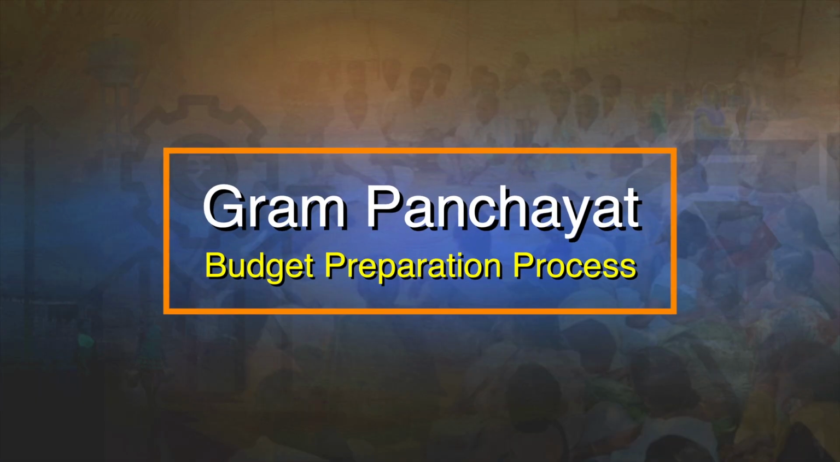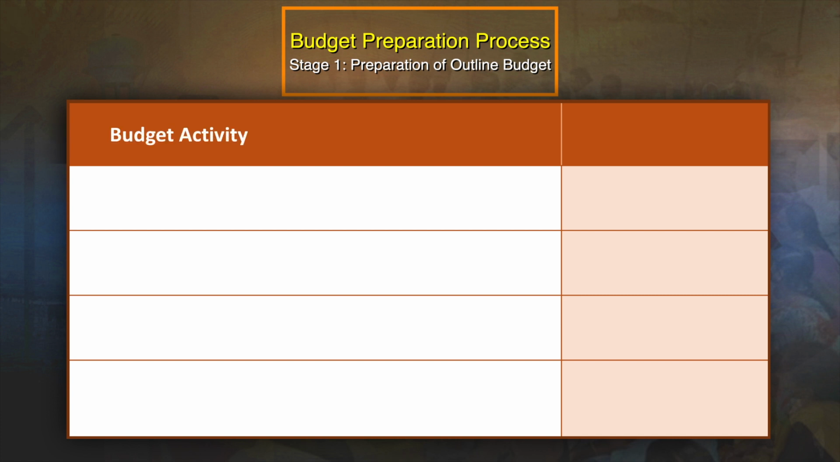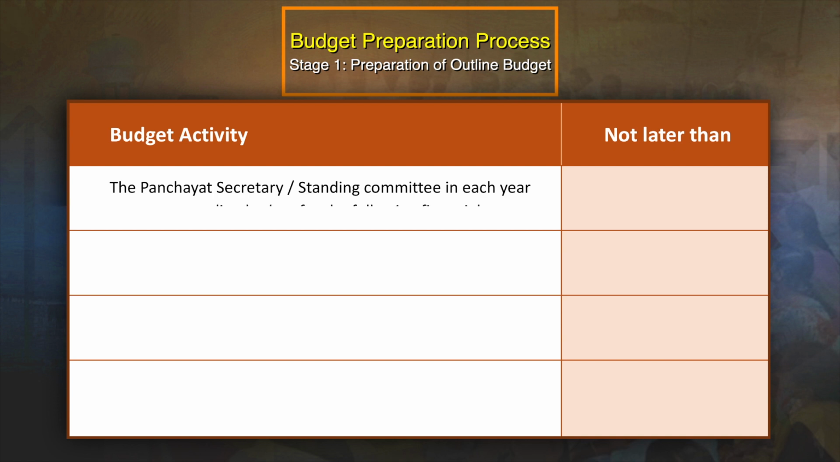Gram Panchayat budget preparation process. Now we will discuss a model Gram Panchayat budget preparation process in 4 stages. Stage 1. Preparation of outline budget. Budget activity is on the first column, and in the second column there is the not later than date and month mentioned. The Panchayat Secretary, standing committee in each year prepare an outline budget for the following financial year, but not later than the 1st of October in every year.